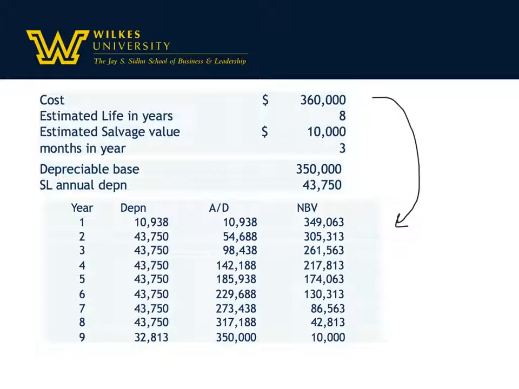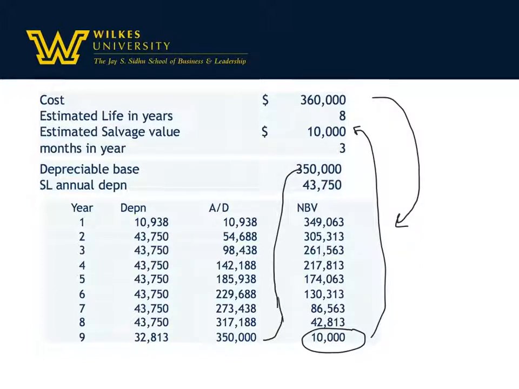Another thing to remember when you're finished with your table is that your net book value at the end should be $10,000, and that should be equal to your salvage value. What that means is you've depreciated your asset fully, and your total accumulated depreciation when you're finished should equal your depreciable base. That means you've depreciated everything correctly.